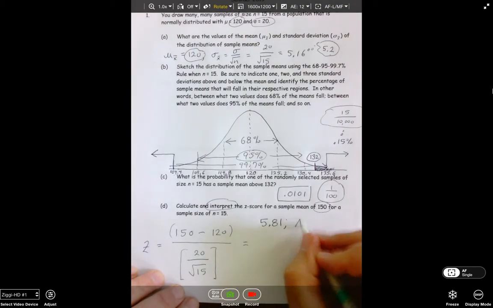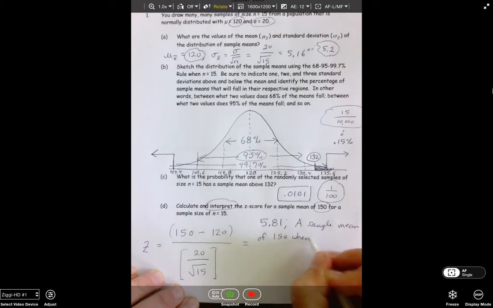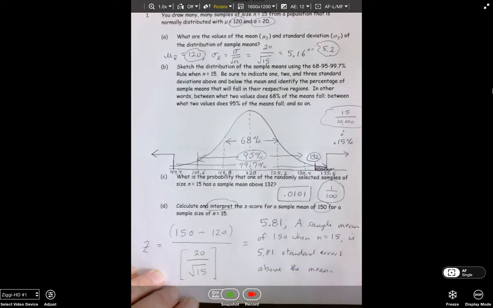So we would say that a sample mean of 150 when n is equal to 15 is 5.81 standard errors above the mean. Very similar to just a standard z-score interpretation. But the only difference is because this sample mean is dependent on the sample, because it's used in the calculation, we have to report that in the interpretation. Okay? All right, guys, number 2.